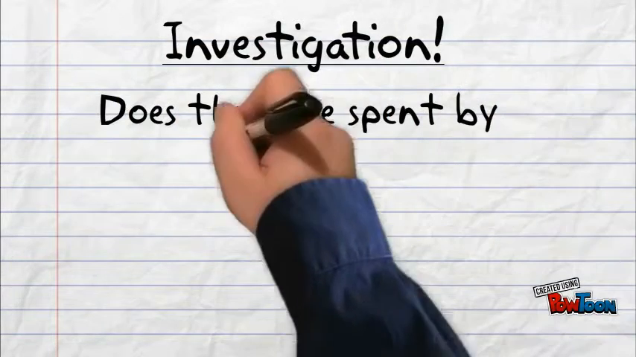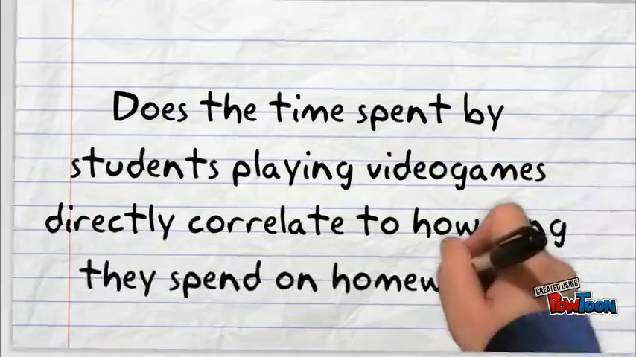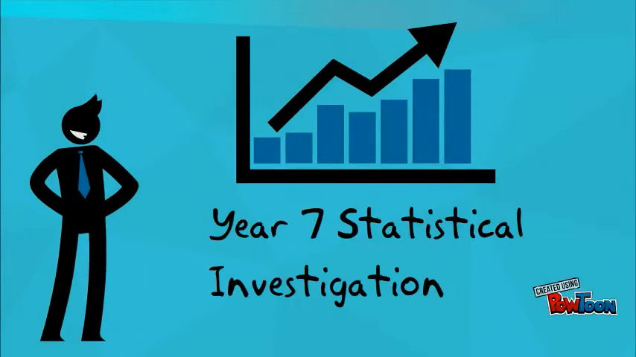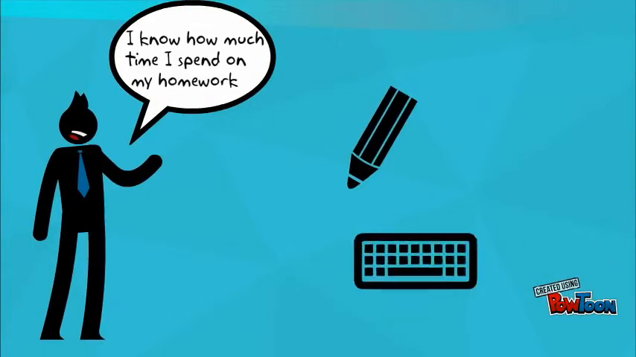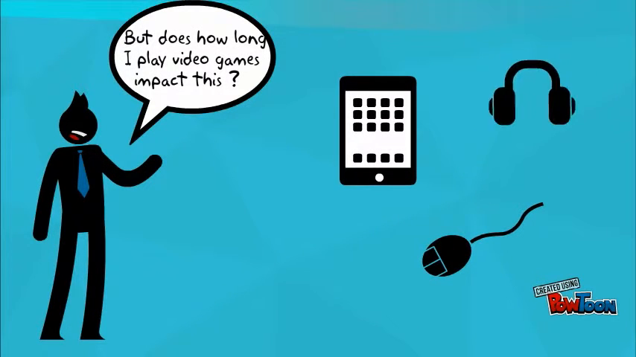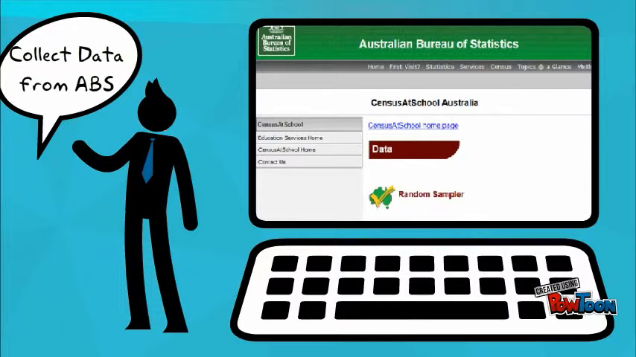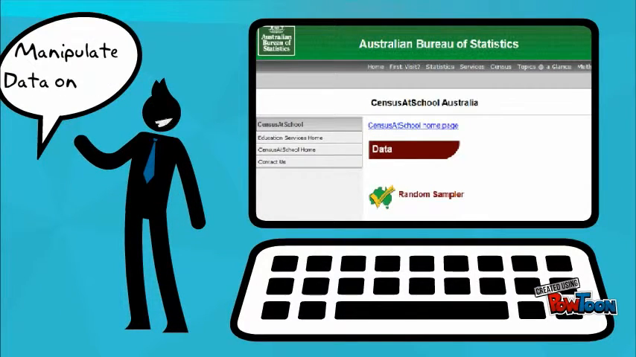Does time spent playing video games directly correlate with time spent on homework? As part of a Year 7 statistical investigation, students will be asked to investigate this question. Their first step will be to collect data from the Australian Bureau of Statistics, making sure their sample size is over 100. For the purpose of this assignment, mine is 119.